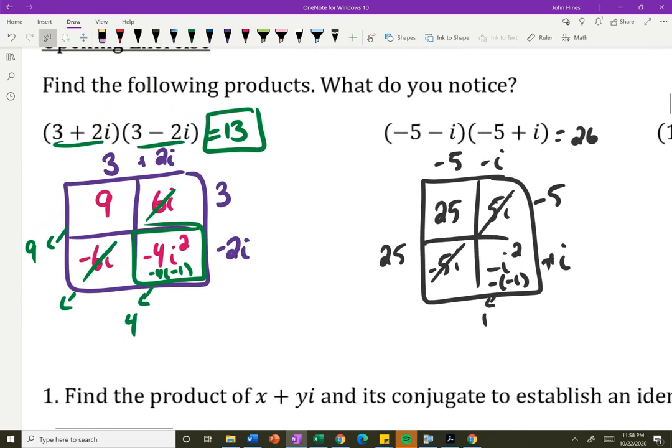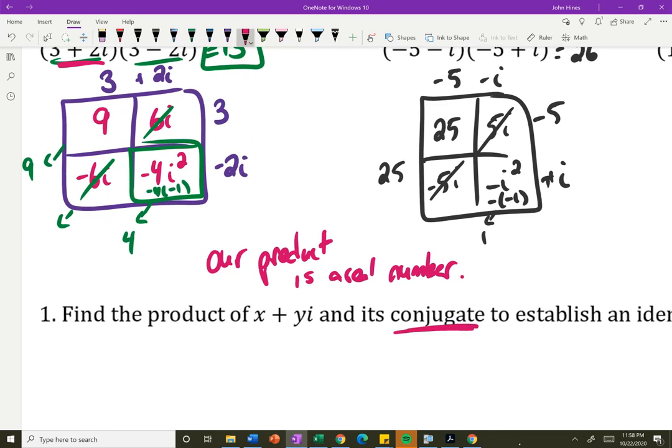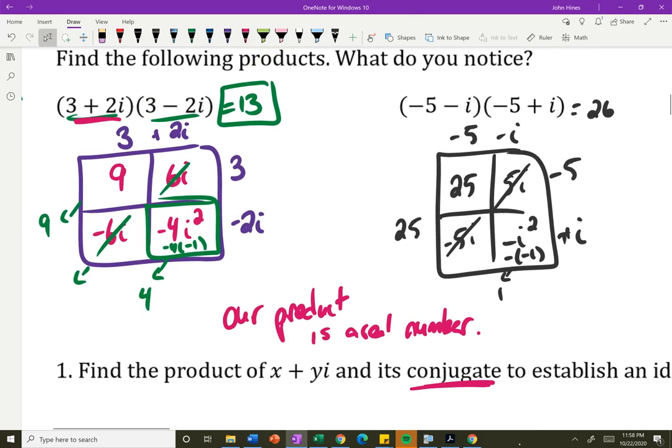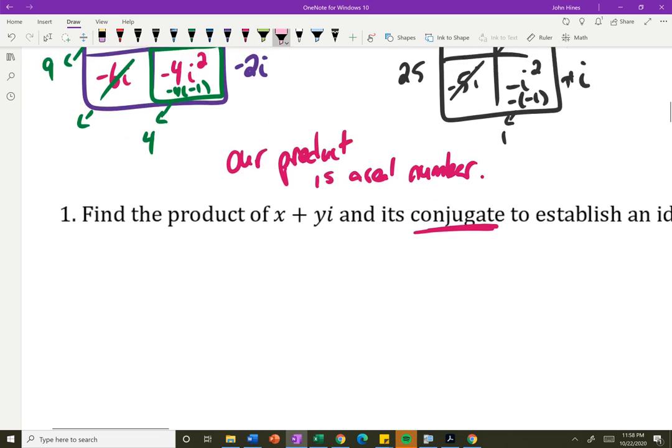So what do we notice here is we're getting real numbers. Our product is a real number. And that's not by coincidence. Why is that happening? Well, because these two complex numbers are what we call conjugates of each other. 3 plus 2i, 3 minus 2i. Negative 5 minus i, negative 5 plus i. It's where I have that same binomial with just a different sign in the middle.